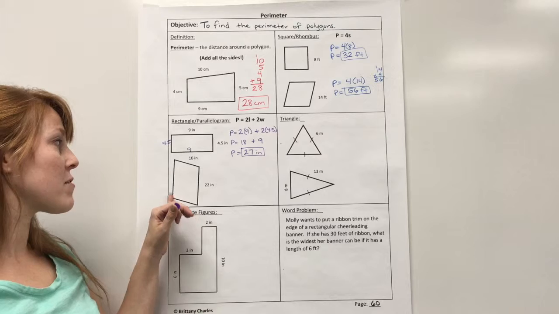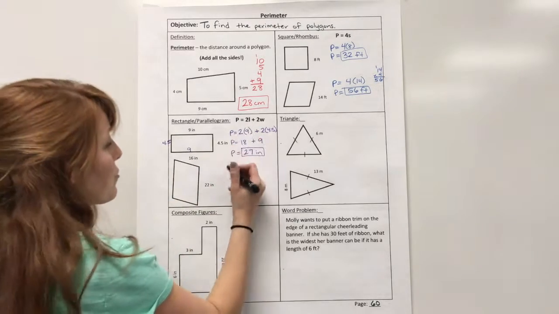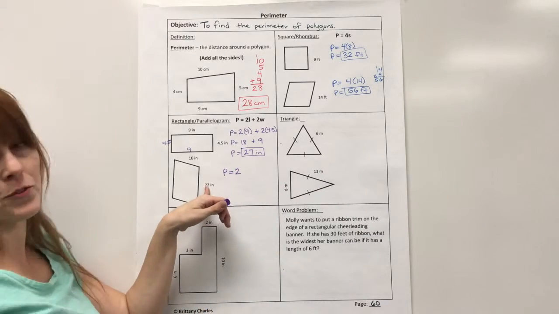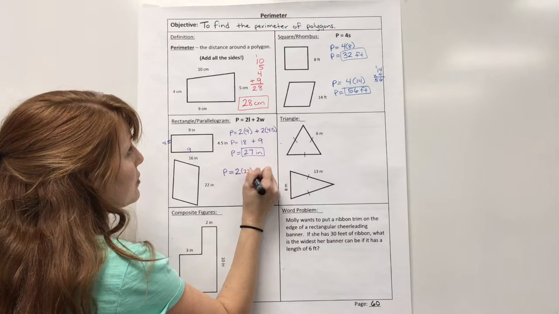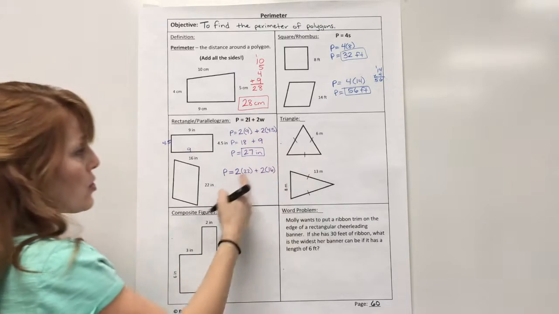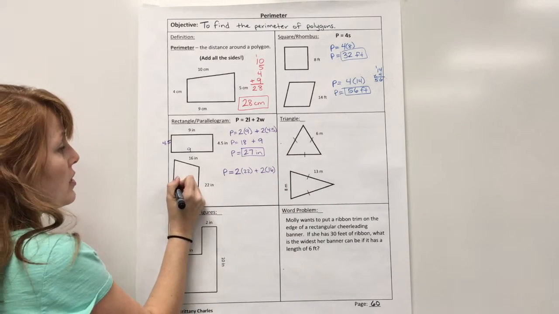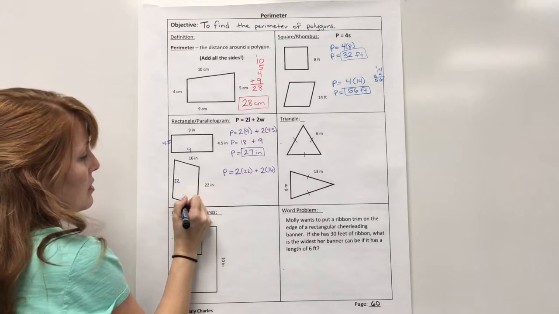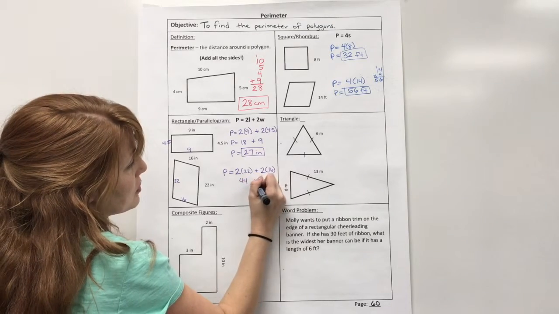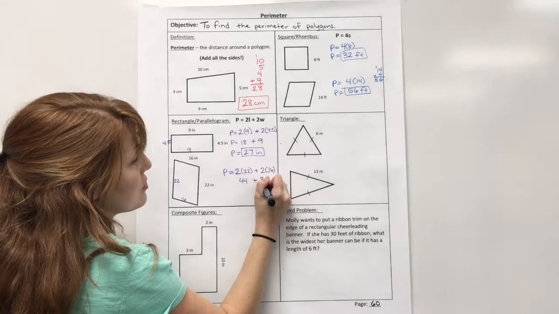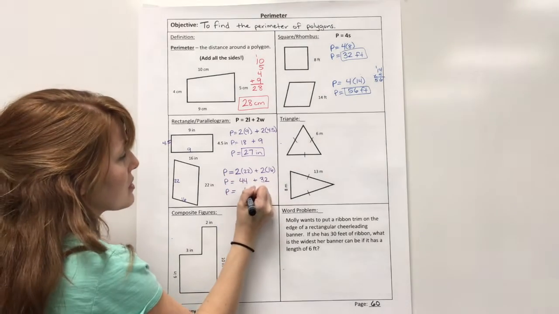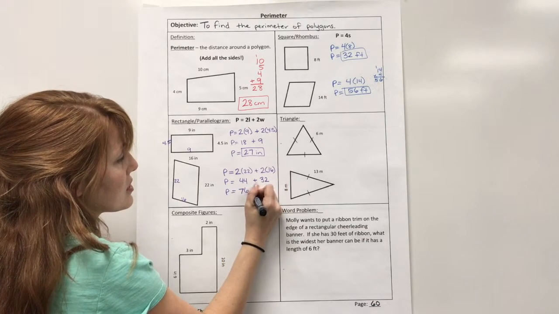Okay, same thing for my parallelogram. I can use this formula, P, or perimeter, equals 2 times, let's go with this for the length, 22, plus 2 times 16. Again, I know I can just double these because if this is 22, this is 22. If this is 16, this is 16. All right, 2 times 22 is 44, plus 2 times 16 is 32. So if I add that, 4 and 2 makes 6, 4 and 3 makes 7, 76 inches.